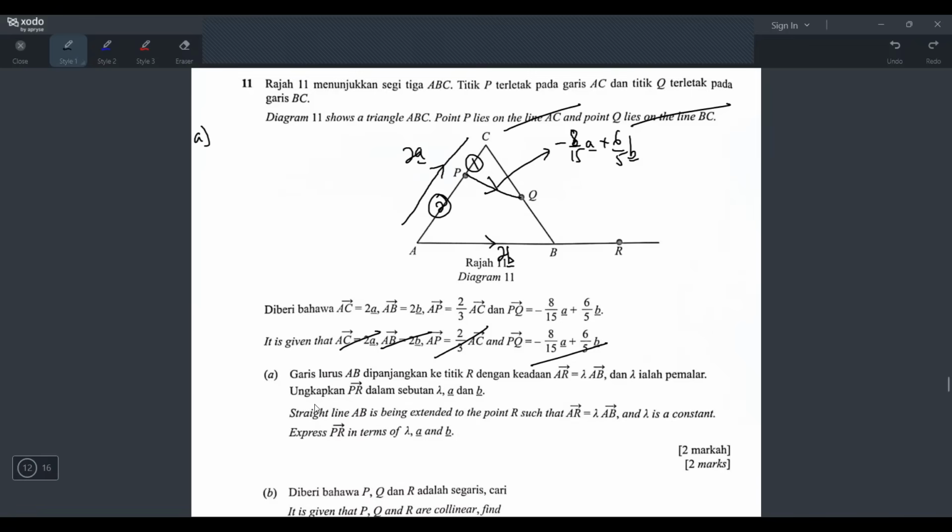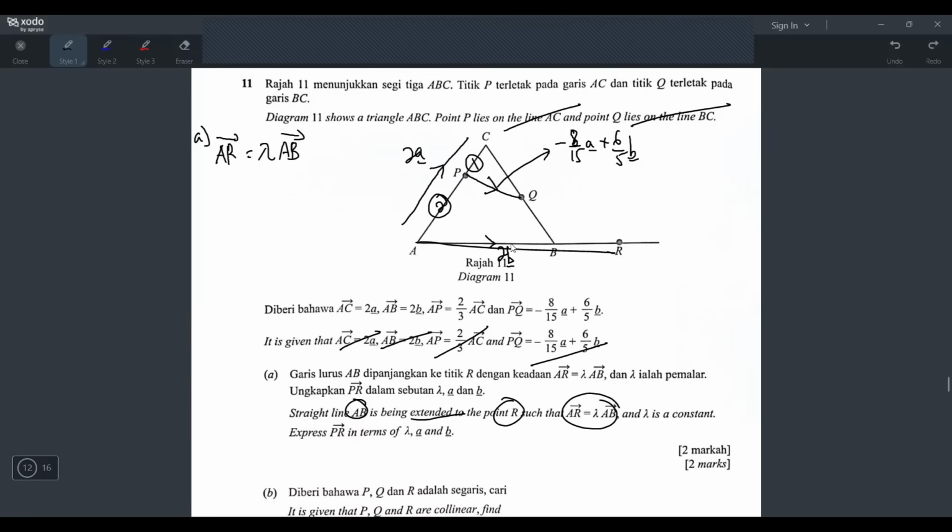Now we do A. The straight line AB is being extended to point R. Where? AB is extended to point R, such that AR equals lambda AB. So vector AR equals lambda AB. Why can these two vectors be equal? Because AR and AB are parallel.